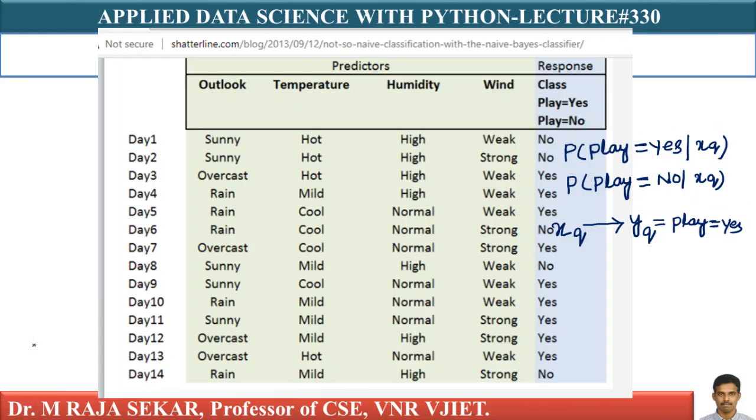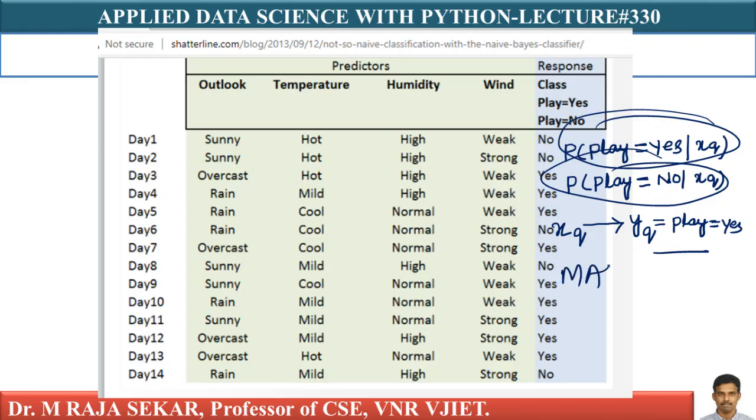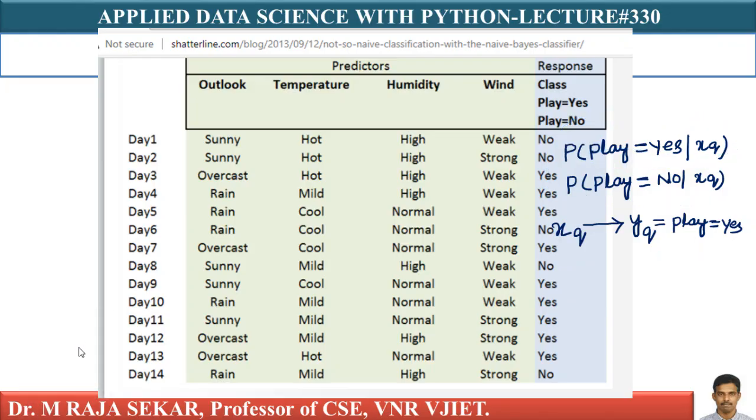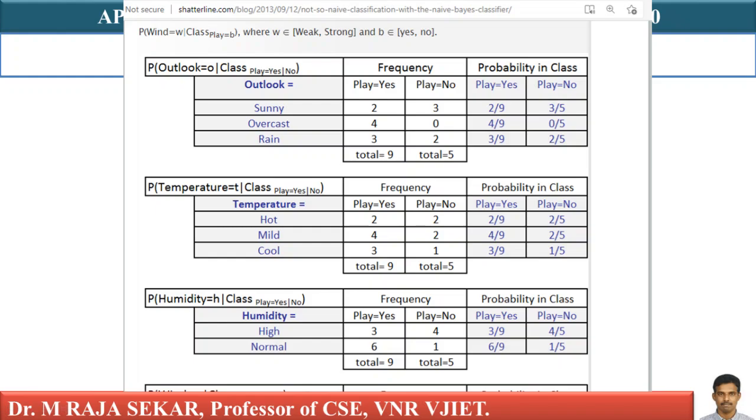Then I will declare for my xq gives yq. If the first one is bigger than the second one, I can say my yq equal to play equal to yes, isn't it? That is my class label. Yes will be my class label. That is MAP, what we discussed in my previous lecture. That is the maximum a posteriori method, isn't it? Just recall my previous lecture so that you can understand. We already discussed the theory behind this particular problem in my previous lecture, isn't it?